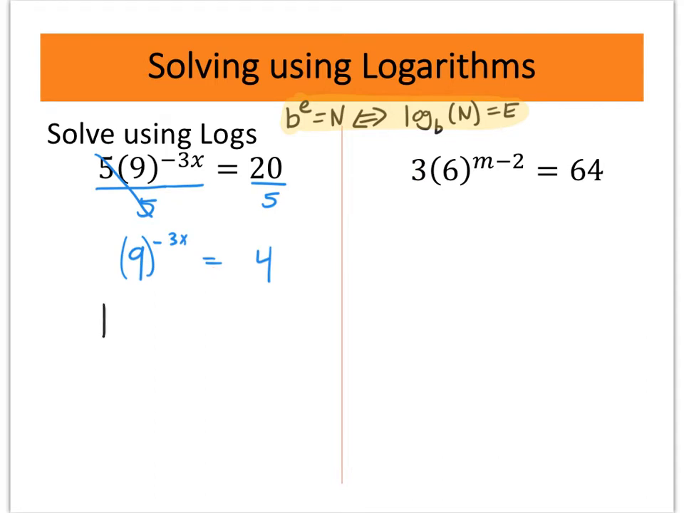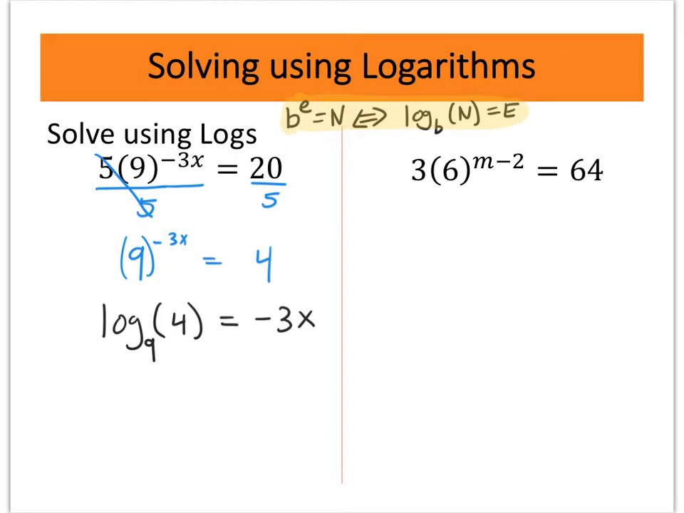It's going to be log of the number 4, and the base is 9, and that is going to equal negative 3x. So I hope you saw that the base is 9, the exponent is my answer now, and the 4 is the 4. We just used this property up here to make that happen.